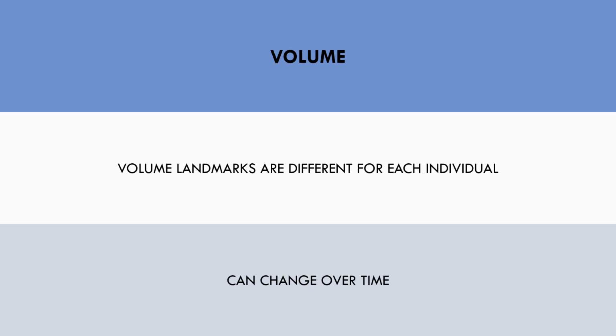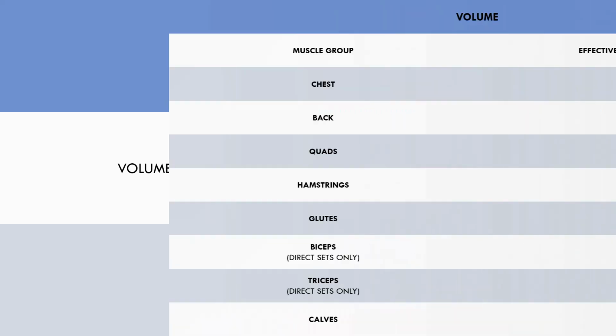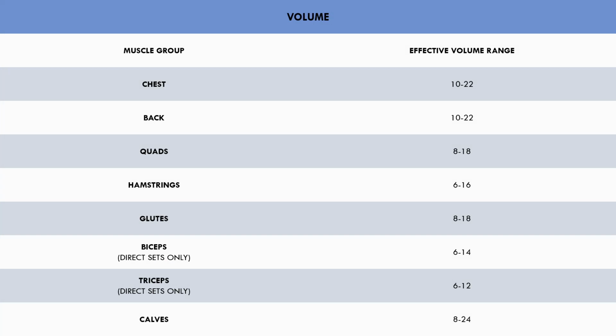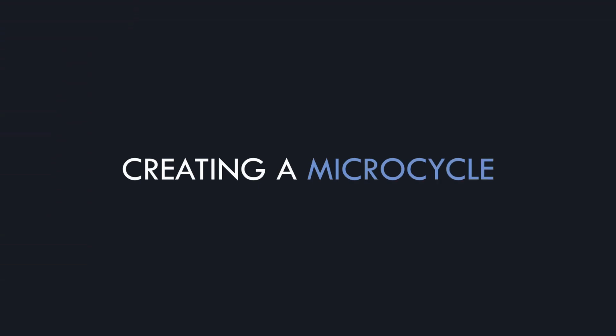Therefore, trainees need to experiment with different volumes to see what results in the best muscle growth for them. Here are some general volume ranges for each muscle group for the average intermediate trainee. Now that we have covered the fundamentals of hypertrophy training, we can start to create a hypertrophy program.